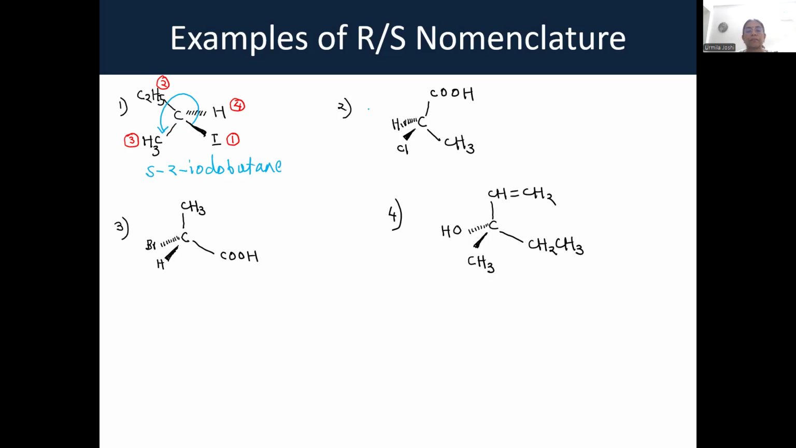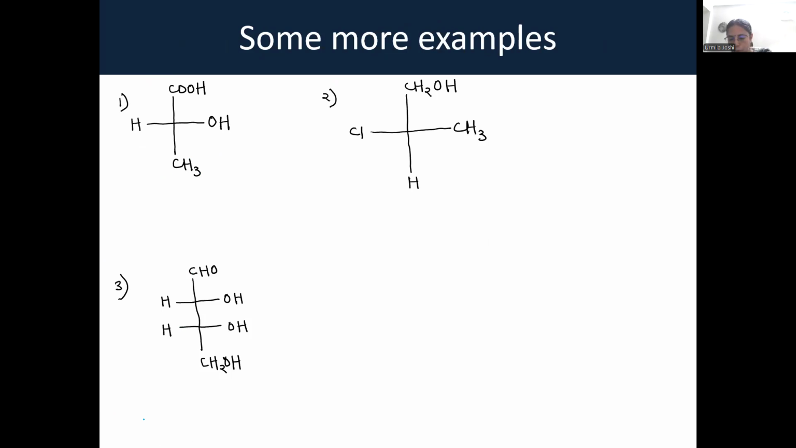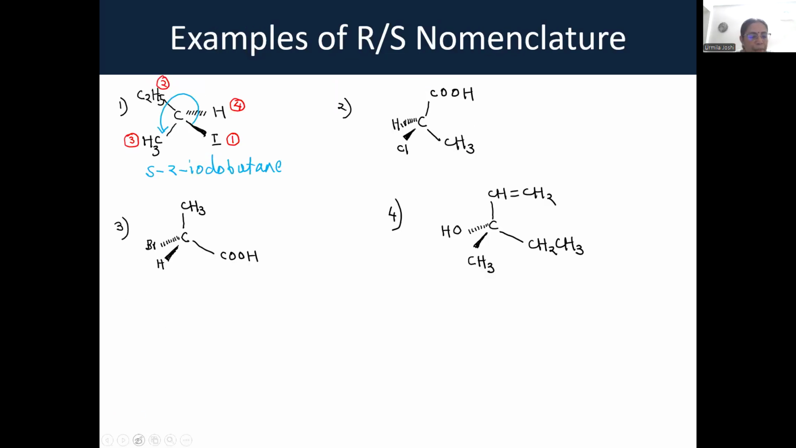Look at this. This is again the same. Sorry. 4th priority is pointing backwards, right? If 4th priority is pointing backwards, no need to convert the structure. Okay, this is 1, this is 2, this is 3. Now, trace a semicircle going from 1 to 2 to 3. This is clockwise, correct? And so this structure is R-2-chloropropanoic acid, right?